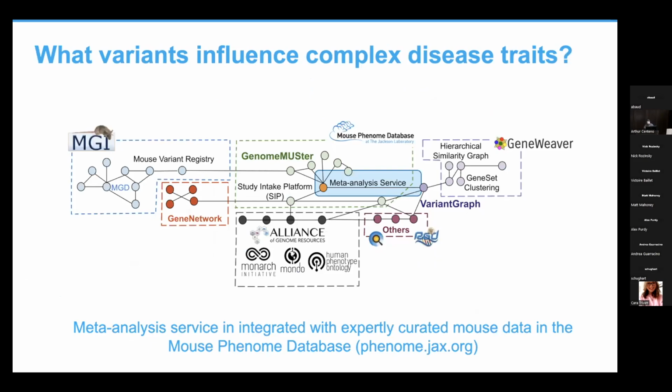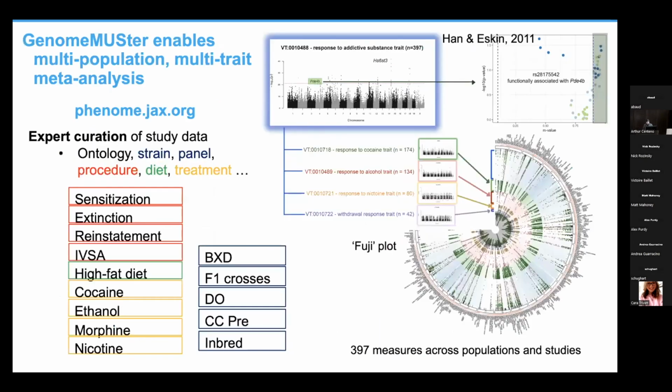Okay, so now we've got this great SNP grid we can use in our meta-analysis. We have also recently integrated the meta-analysis service into the Mouse Phenome Database. So it's integrated with these expertly curated mouse data, and that allows us to do a lot of really fun stuff. Because these data are expertly curated, we know the mouse strains, we know the procedure that was used, if they were given a special diet or a special treatment, and we can integrate across all of these different populations and really get a lot of power in the meta-analysis to identify variants that are impacting complex traits and complex disease.